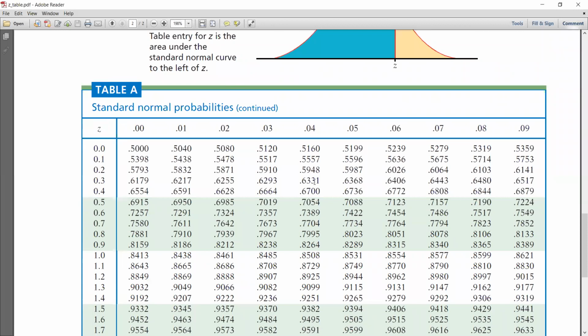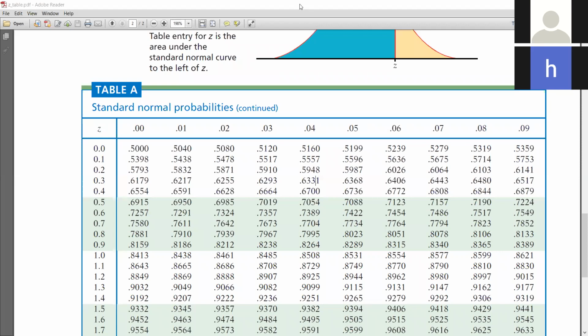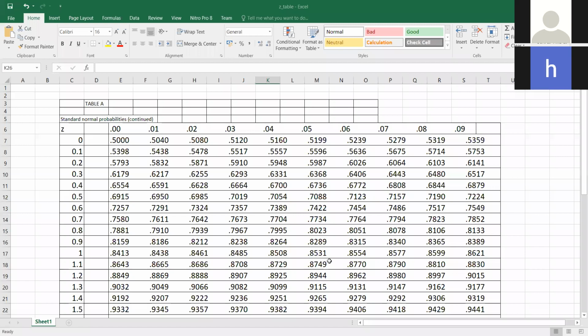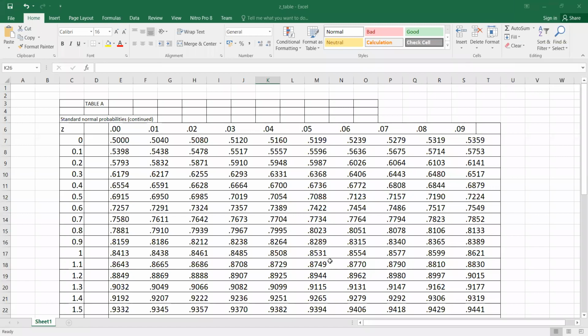Now, because I need to explain, I'm going to use the table in Excel. It's the same table as the ones that you're holding, but it will help me explain better. The value that we're looking for is 0.95, and we got that value as 1 minus 0.05 to get 0.95.